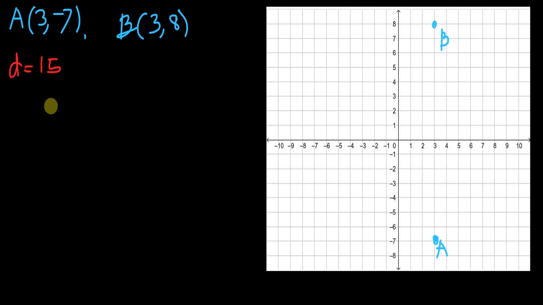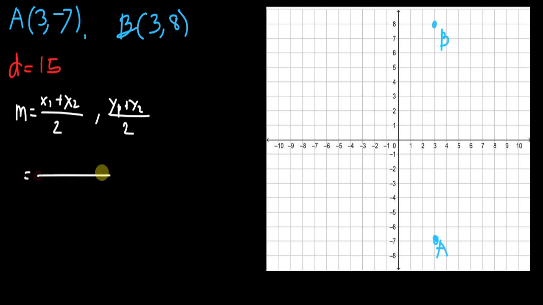How about the midpoint? So, again, ano yung formula ng midpoint? That is, midpoint is equal to x sub 1 plus x sub 2 divided by 2 and y sub 1 plus y sub 2 divided by 2. So, substitute lang natin. So, ano yung x sub 1? That is 3. X sub 2, 3 din. Divided by 2. How about yung y? Y sub 1, that is negative 7.